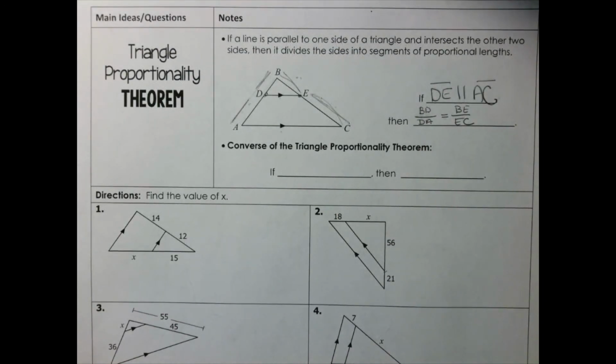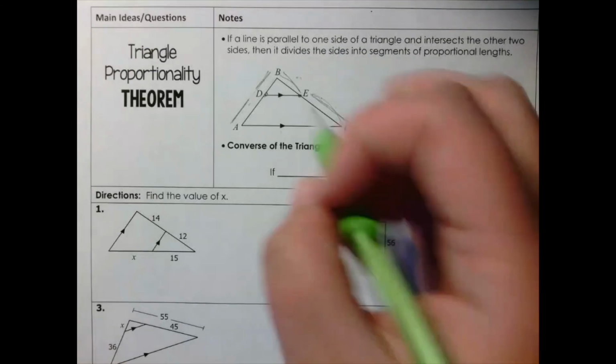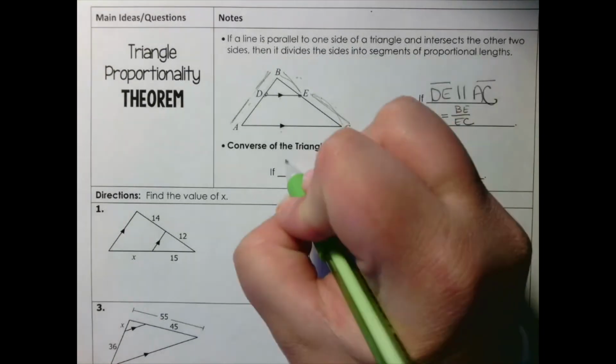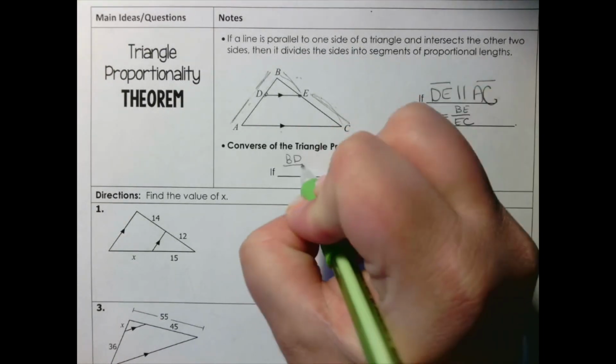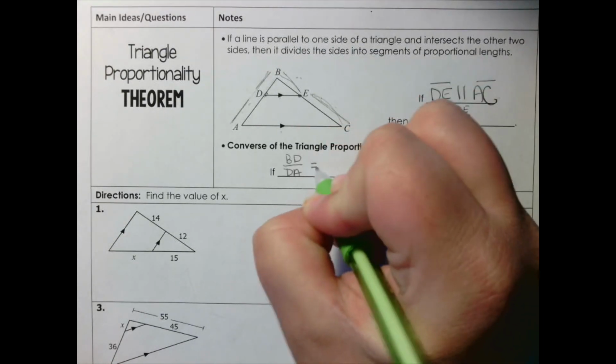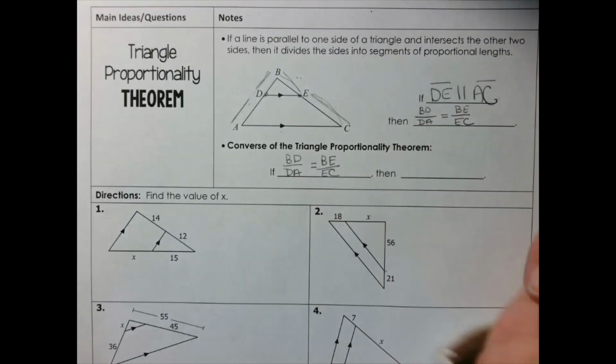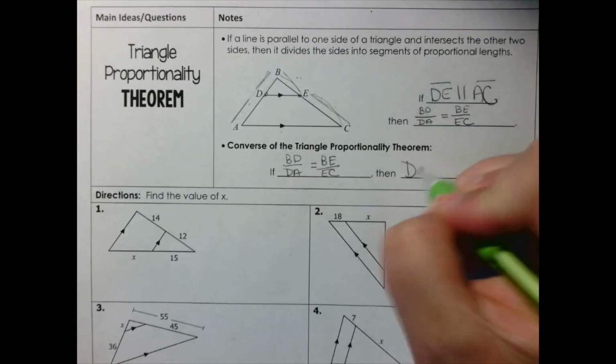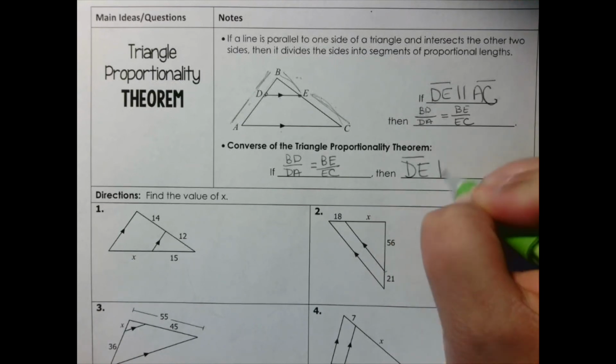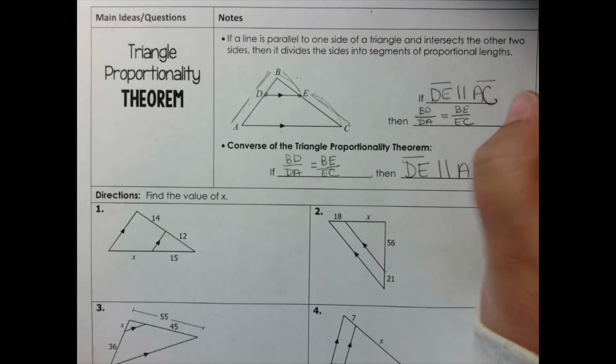We then can reverse that and do the converse of it. So if we know the two sides are proportional, so if BD over DA is equal to BE over EC, then we know that segment DE will be parallel to segment AC.